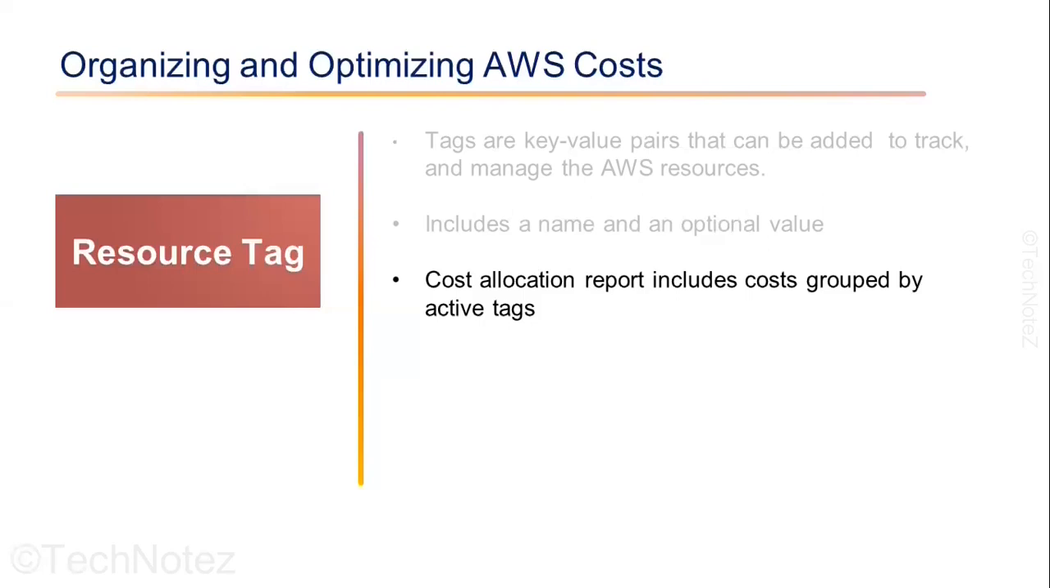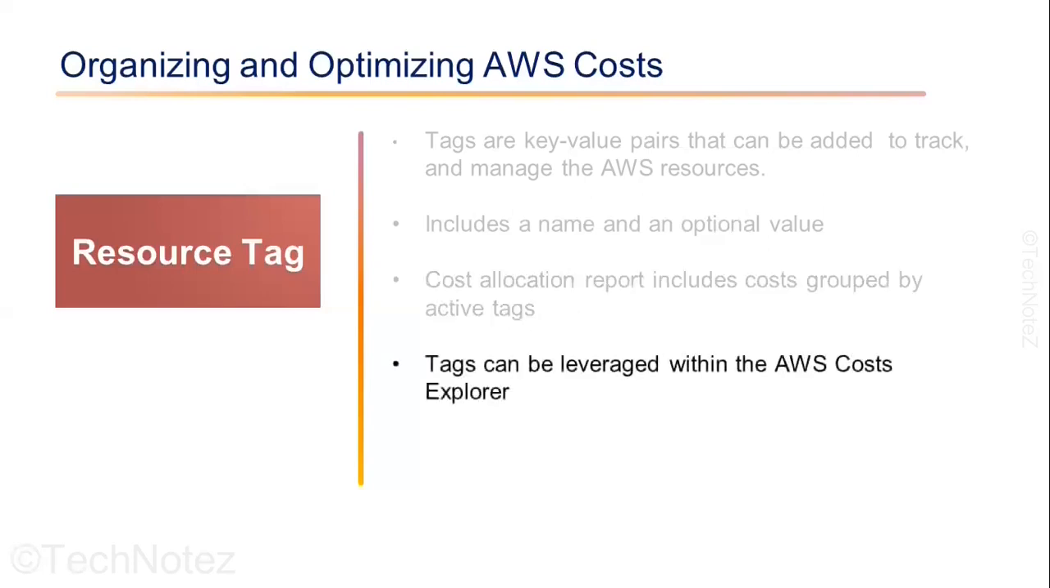But another common use case here is to include the department, environment, or project. So let's say that you have some internal application that HR is using. What you can do is set a name of department and then enter an optional value of HR. Or we could break it down by environment. Many times when we build an application in the cloud, we will have a testing environment and a production environment. So we could create a tag with the name of environment and the value could be either production or testing. Now with this, you can utilize your cost allocation report to see your cost grouped by active tags. Tags can be enabled within the Cost Explorer.